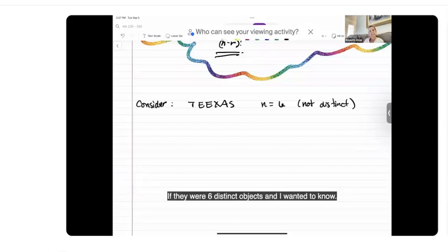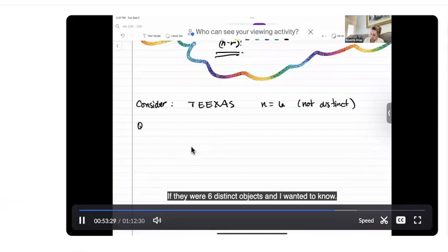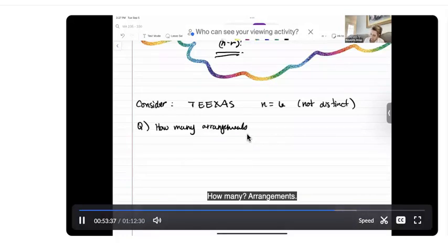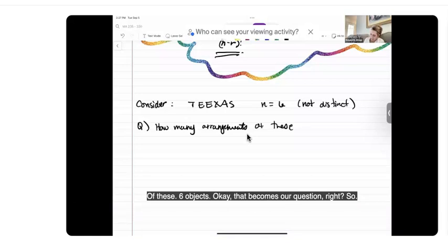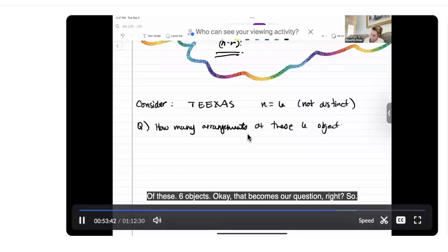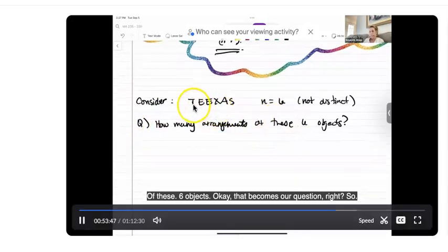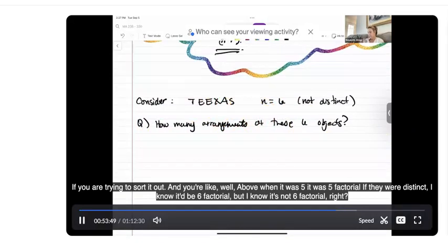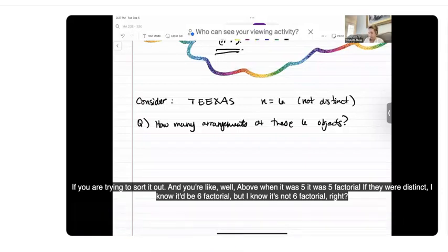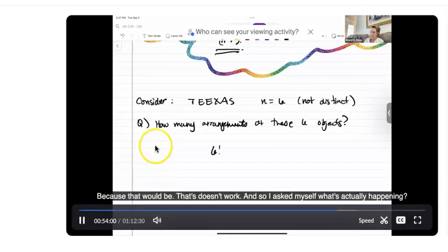If they were 6 distinct objects and I wanted to know how many arrangements of these 6 objects, that becomes our question, right? So if you are trying to sort it out, above when it was 5, it was 5 factorial. If they were distinct, I know it would be 6 factorial, but I know it's not 6 factorial, right? Because that doesn't work.